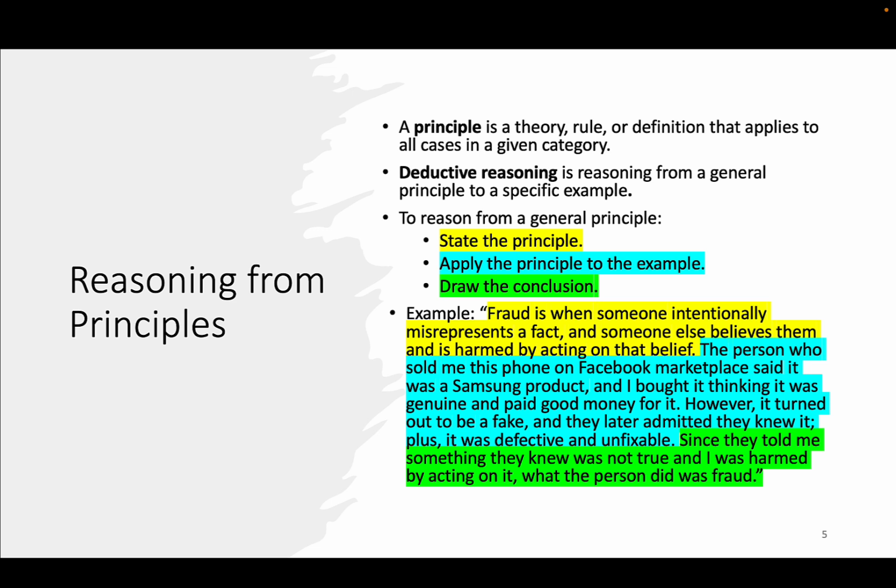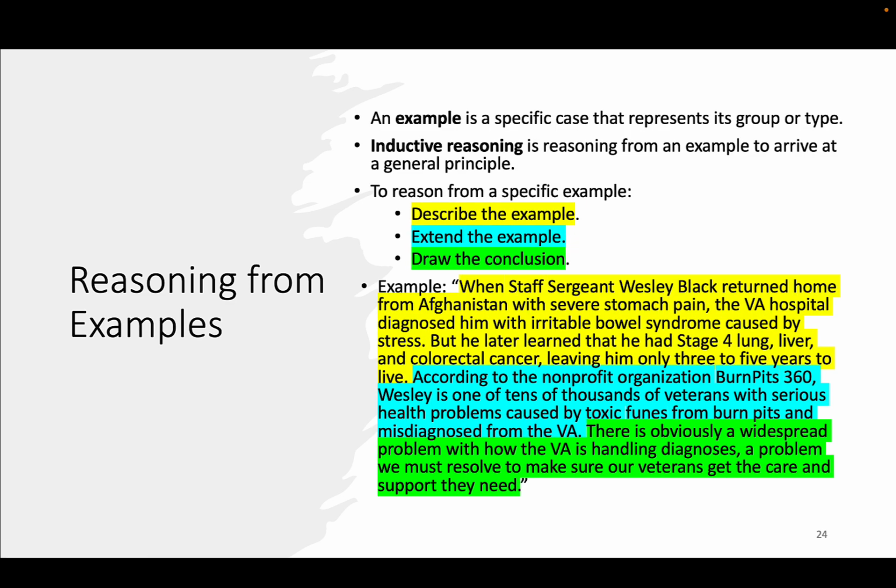As you can see by the color coding, the yellow part is the principle, the blue part is the example or the thing that happened, and the green part is the conclusion that what happened in that instance was fraud because it meets the definition of fraud. So that's your argument. We also reason by examples. That's what inductive reasoning is.